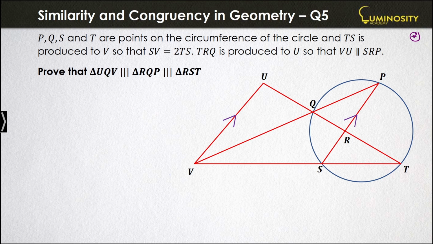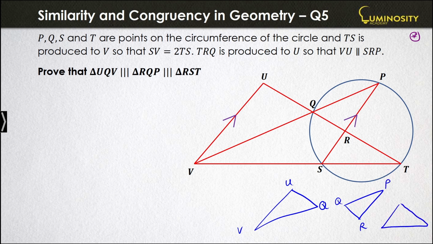Lastly, we want to show this long string of similarity here. We are showing three triangles are similar, so let's break them out. Triangle UQV is this one here, then triangle RQP is this one here, and then triangle RST is that one below it.